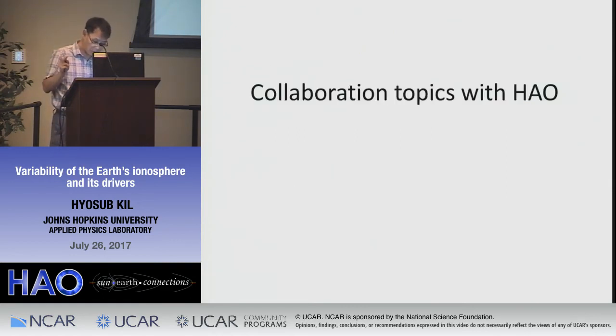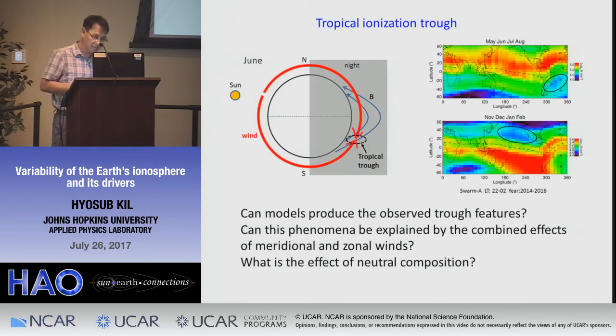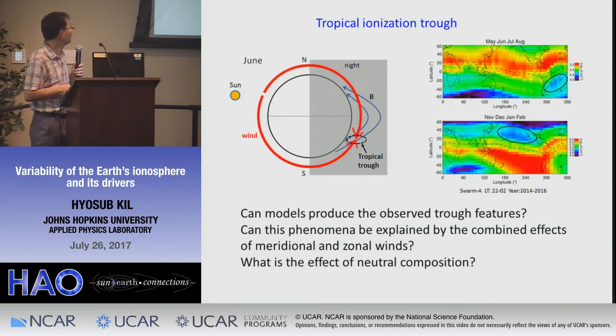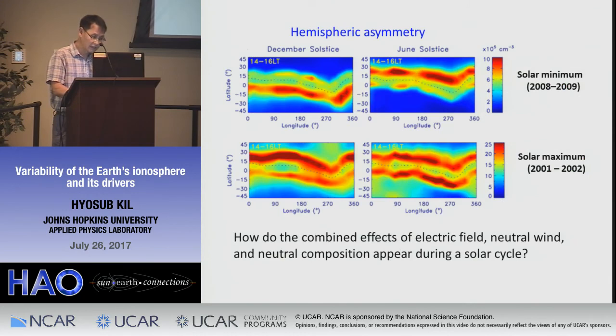So far that's all I want to say today, and I prepared a few topics that we can work on with the HAO modeling scientists. Here I explained that the tropical trough is severe in this longitude, but it's just a speculation. I explained it this way, but models may test whether they can reproduce this kind of structure. And this is the hemispherical symmetry, solar minimum and solar maximum. There is some difference in the symmetry here.